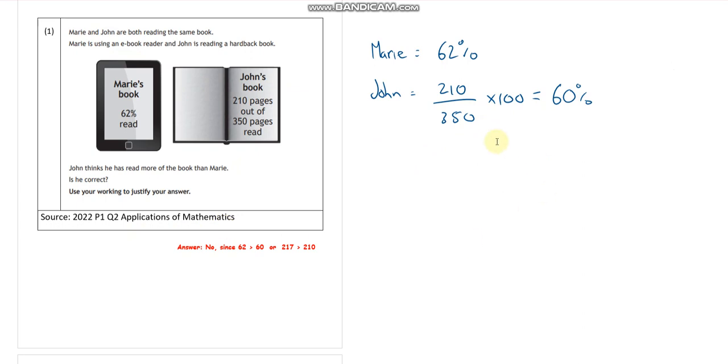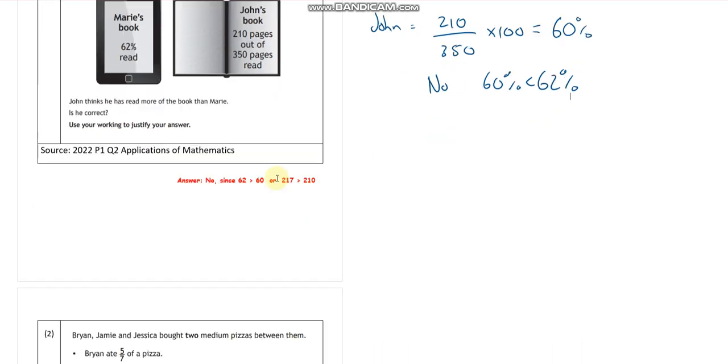So that's the first one compared. We would obviously say, John thinks he is correct. So is John correct? No, John is not correct because 60 is less than 62. So make sure you do answer the question. So no, he's not. Just write that. No, he's not correct. 60% is less than 62%. Very close though. Close call.